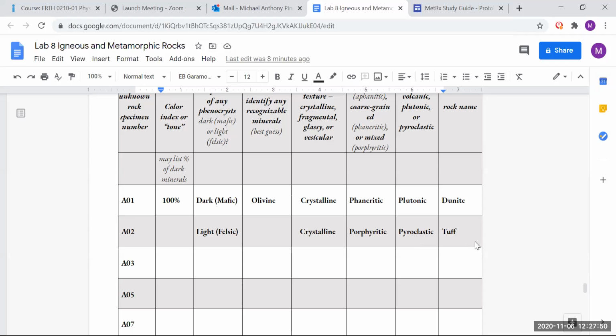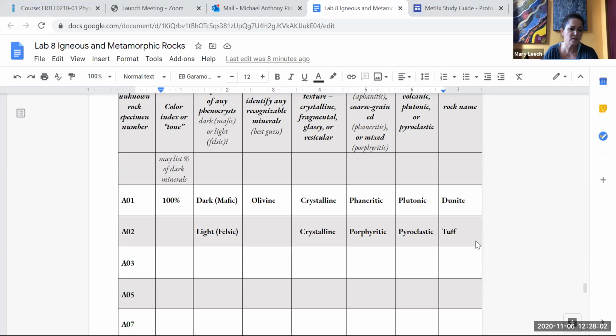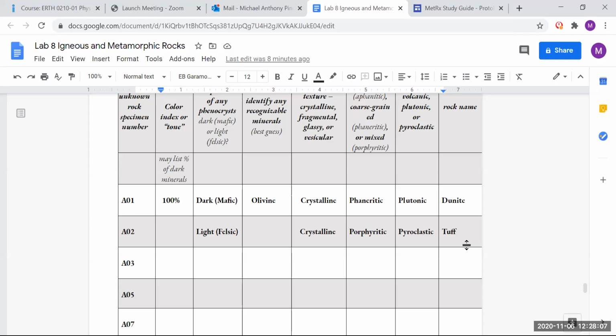Okay. And keep in mind, for the metamorphic minerals, you're just identifying them. You're not trying to fill in any of the columns because it wasn't designed that way. I just added them to the end of the table. Oh, okay. All right.